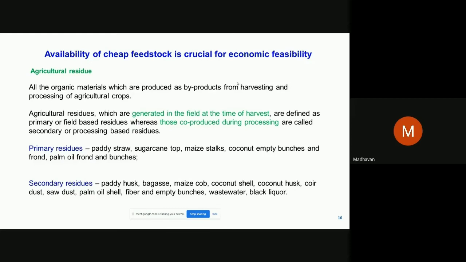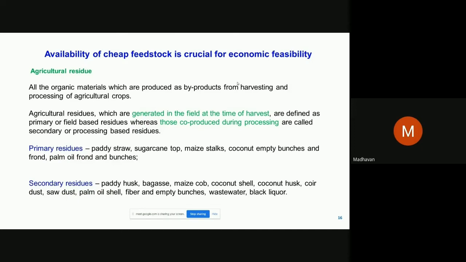So these residues we can classify into two: primary residues and secondary residues. The primary means generated in the field itself at the time of harvest. That is paddy straw, sugar cane top, maize stalks, coconut empty, everything is primary. But once you take it into processing, then you get the bran and paddy husk, bagasse, maize cob, coconut shell. These are all after processing, so these are called the secondary residues.